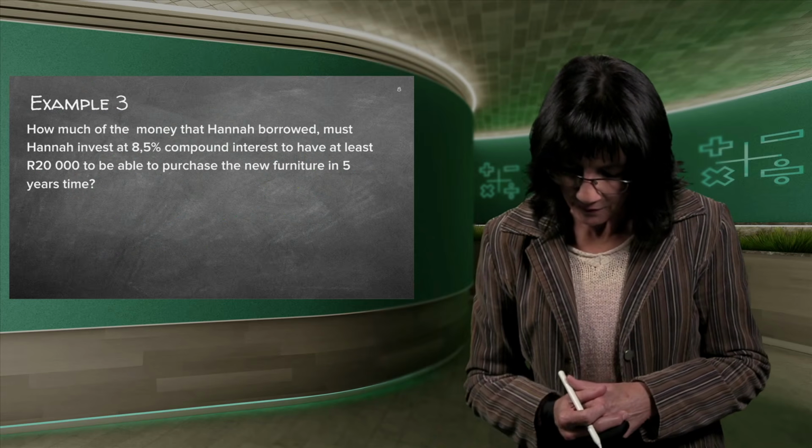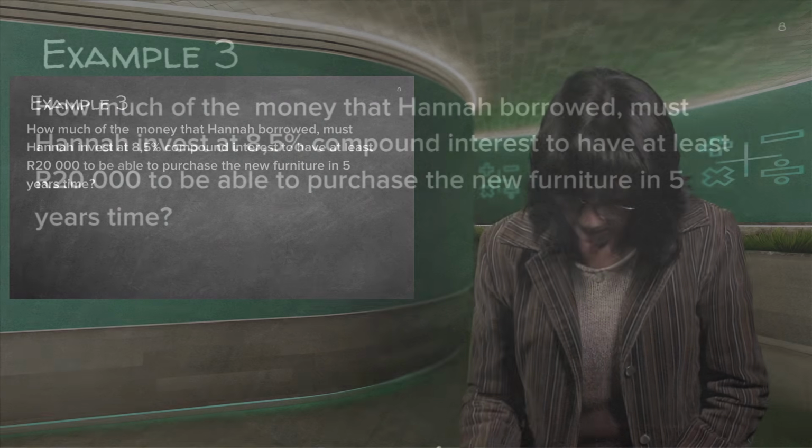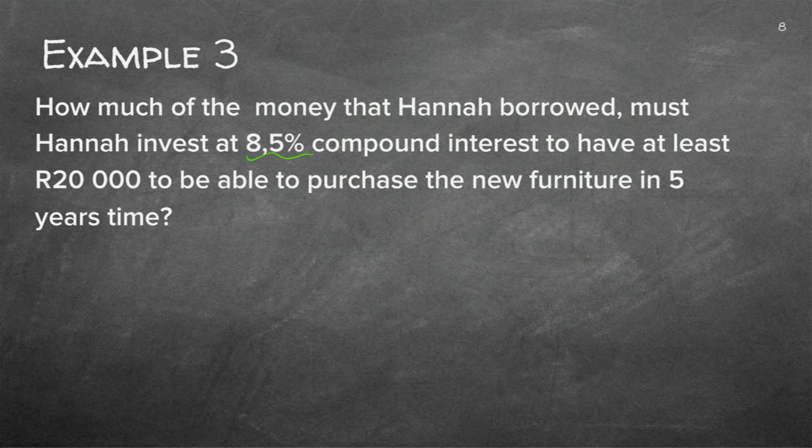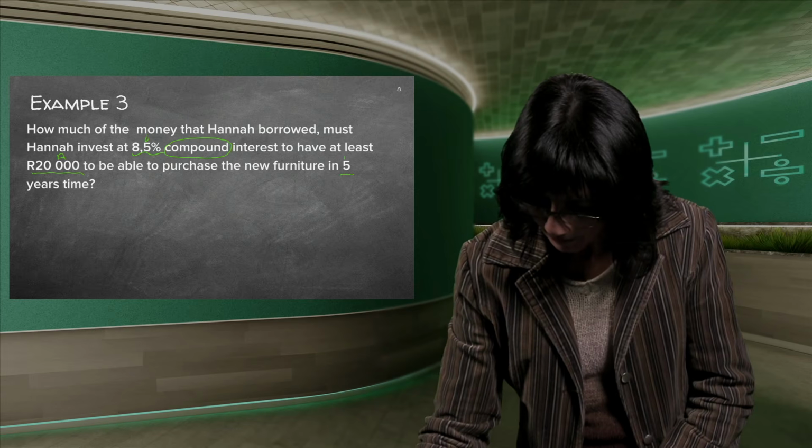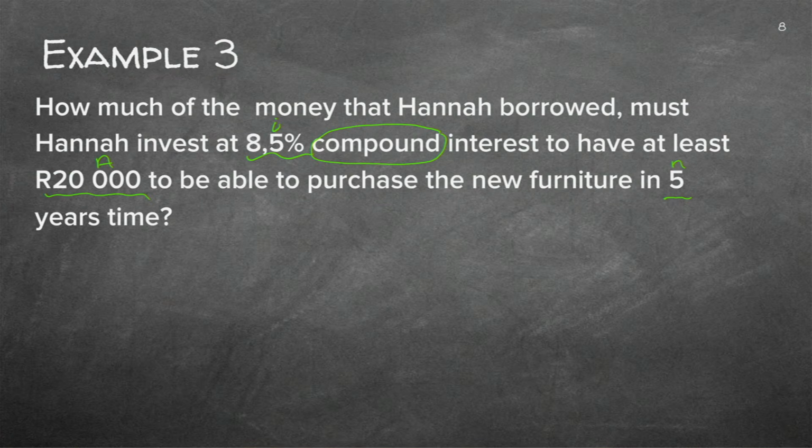Good. How much of the money that Hannah borrowed must Hannah invest at 8.5%? So let's do that. The I, compound interest, to have at least 20,000 Rand to be able to purchase the new furniture in 5 years. So what is that 20,000 Rand? The end value. Make very sure that you do not mix up the A and the P. P is present now. A is at the end. After how long? 5 years. Just make very sure, compound.